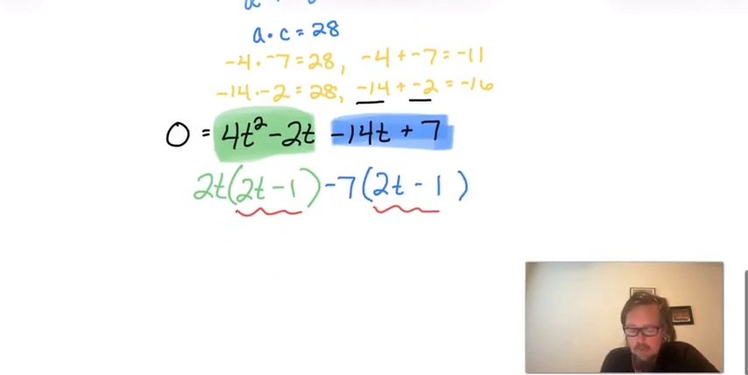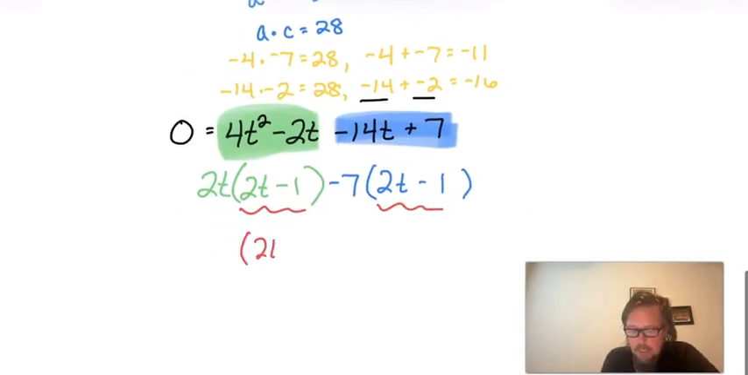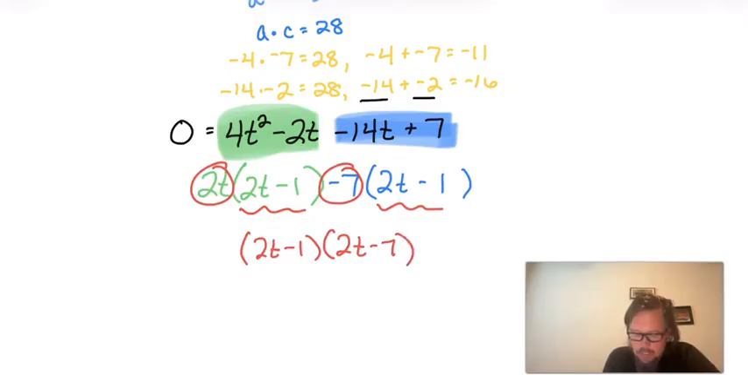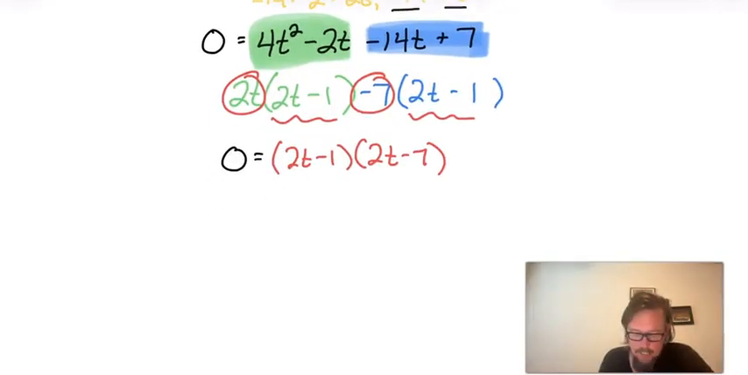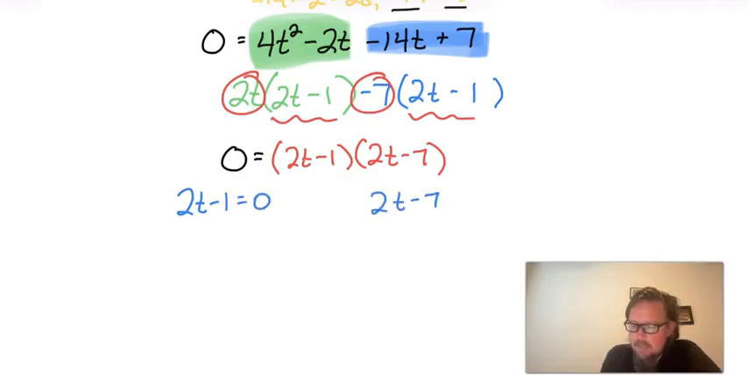So one set of parentheses for our answer is going to be 2t minus 1. And the other set of parentheses is going to be 2t minus 7. And don't forget that it equals 0. So either 2t minus 1 equals 0 or 2t minus 7 equals 0. So those are the two equations that we'll solve. And both of these are one-step problems. Not too difficult. We'll add 1 to both sides and divide by 2.